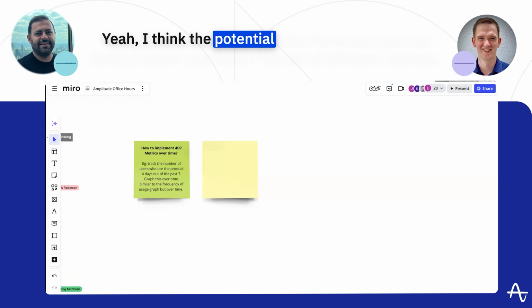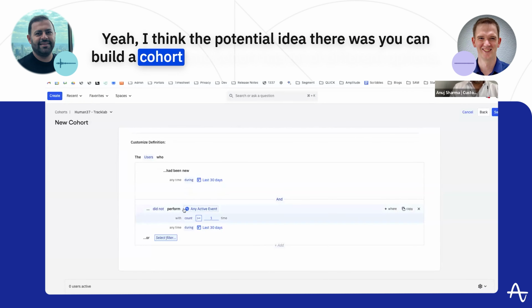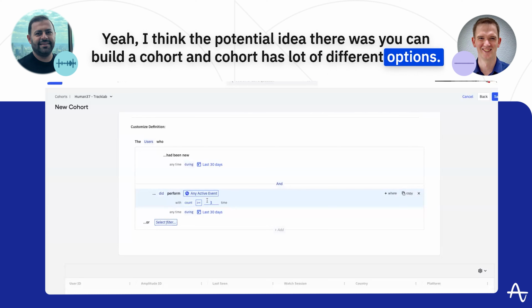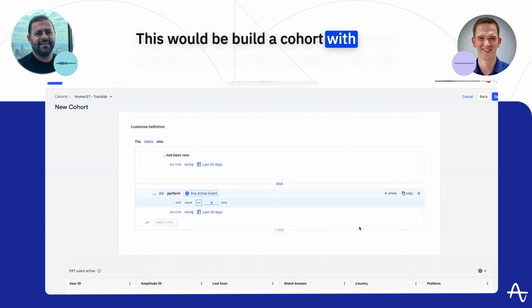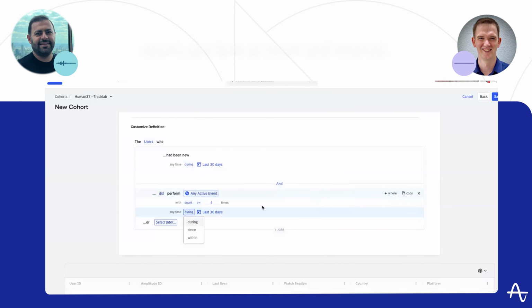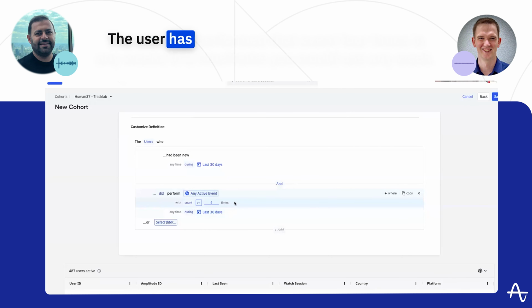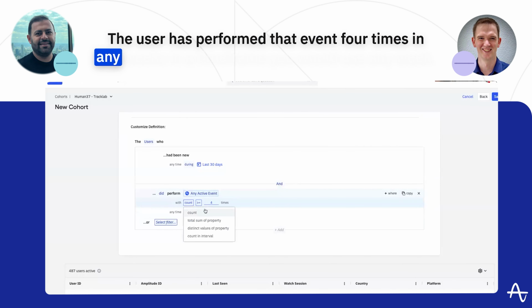Yeah, I think the essential idea there was you can build a cohort, and a cohort has a lot of different options. This would be build a cohort with users who did an event, and instead of just the count, you look at count and interval. The user has performed that event 4 times in any weeks in a time frame.